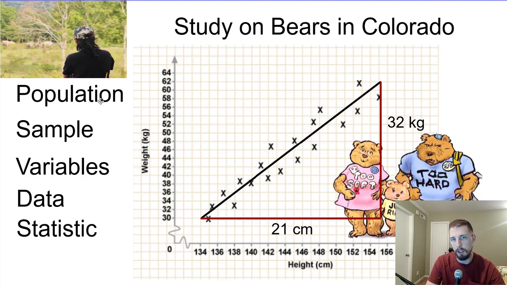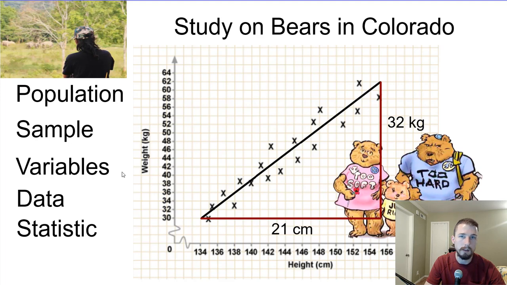All right, so first question we have is, what would our population be? So what's our population of interest? Well, we're interested in posting a rate on what is the relationship between the height and the weight of bears in Colorado. So we're interested in all bears in Colorado. Our sample is going to be the data from the specific bears that we selected, that we sedated and measured. Our variables is the information that we're collecting. In this case, there are two variables, bivariate data. We have the height and we have the weight. That's the two things that we were interested in.